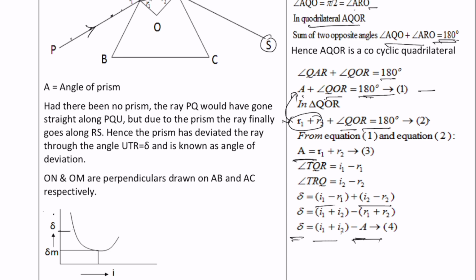So let us put delta as delta M. Delta M means minimum deviation. So A is equal to R1 plus R2, and R1 equal to R2 equal to R, correct? I1 equal to I2 equal to I. This is the condition for minimum deviation, which is found experimentally. So there we find that R is equal to A by 2, correct?